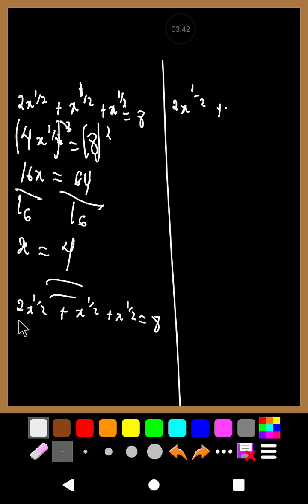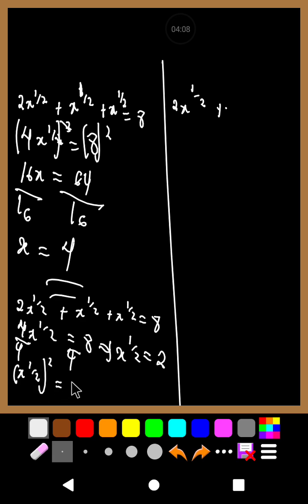So if we sum them together, we are going to obtain 4x to the power of half equals 8. Alright, I can quickly divide both sides here. This implies that x to the power of half equals 8 divided by 4, which will give me 2. Alright, so if I square both sides now, this will be x to the power of 1 over 2 squared equals 2 squared. This implies that, look at this now, this will cancel this. So I'm having x to the power of 1, which is the same thing as x, and 2 to the power of 2 will give me 4. Therefore, we're having x equals 4. You can see we obtain the same answer.